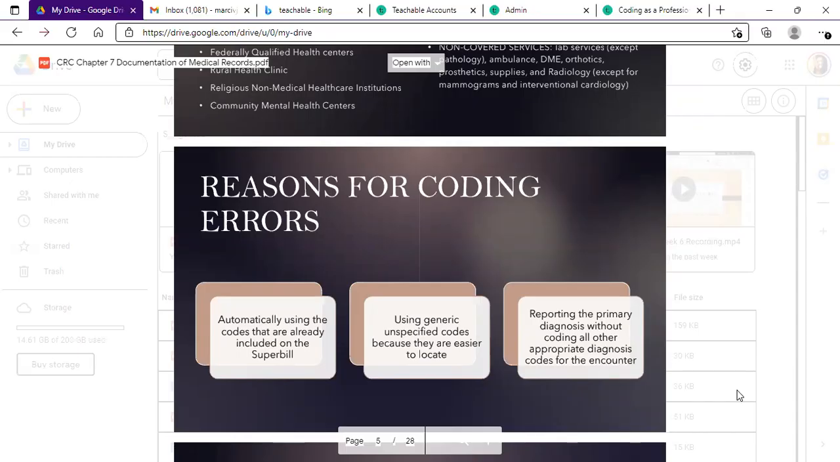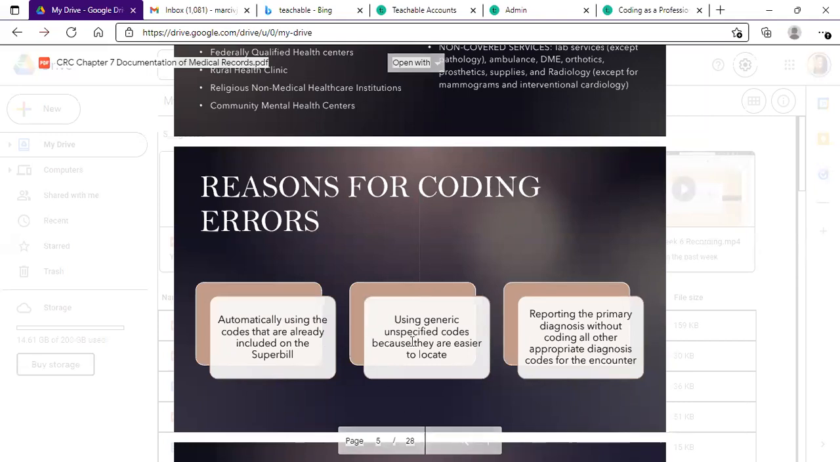With ICD-10, the difference from 9 is that 10 is more specific. Does anybody on this call have an ICD-9 book? Or have ever just flipped through an ICD-9 book? Nobody? Okay, I'm going to make sure I copy some pages from my ICD-9 books so you can see what an ICD-9 book looks like in comparison to ICD-10. ICD-10 is very, very detailed. ICD-9 may say broken left leg, versus ICD-10 is going to say broken lower left leg. So it's just more specific.